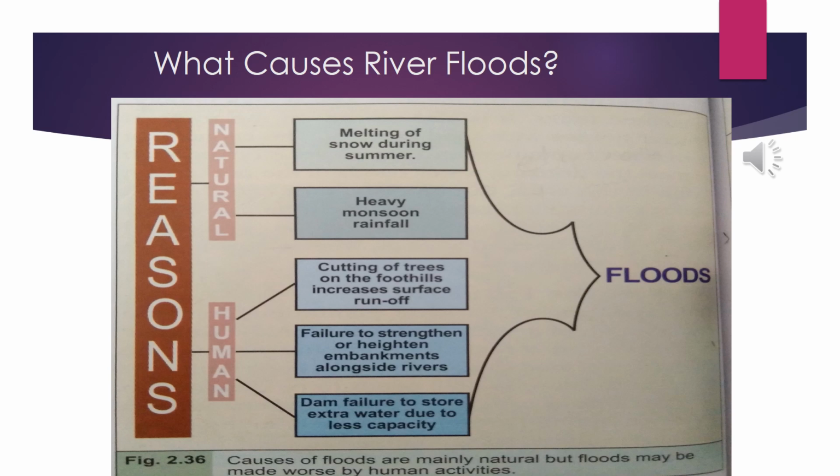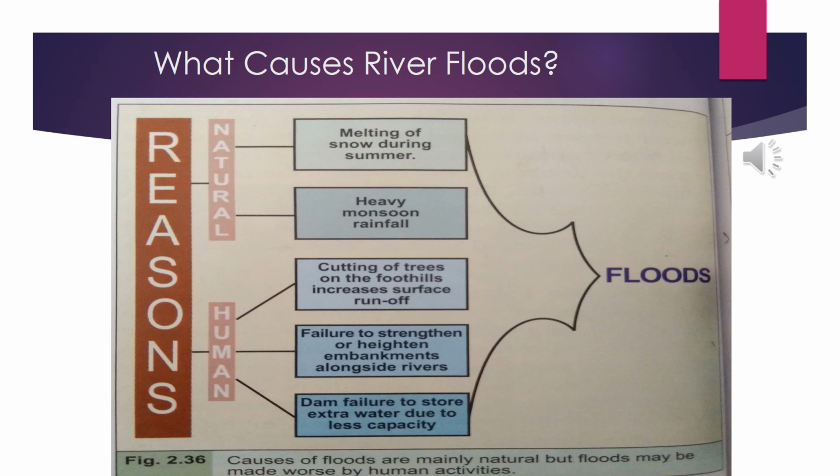The second human factor is written here, which is failure to strengthen or heighten embankments alongside rivers. So if you remember the topography of the Indus plain, you would remember we studied that levees are present on either side of the banks. They can be man-made and they can be natural.